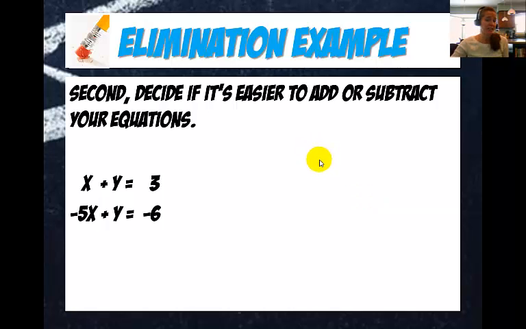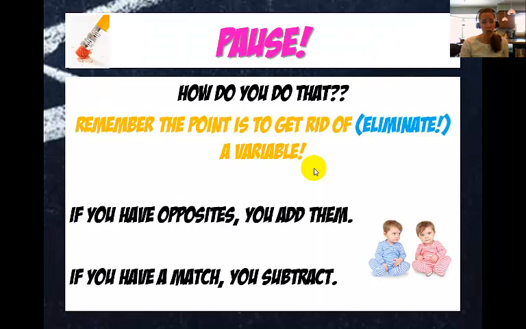The second thing you need to do is decide, is it easier to add or subtract your equations? How would you know to do that? Well, remember, the point is to get rid of, or eliminate, a variable. We don't want 2 x's and 2 y's. We want just x's or just y's. It actually doesn't matter which one you pick, but one of them has got to go.